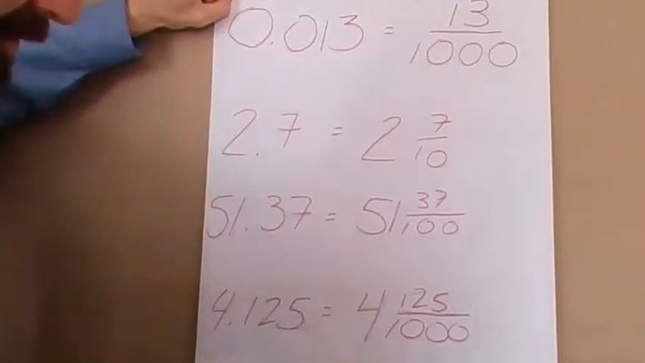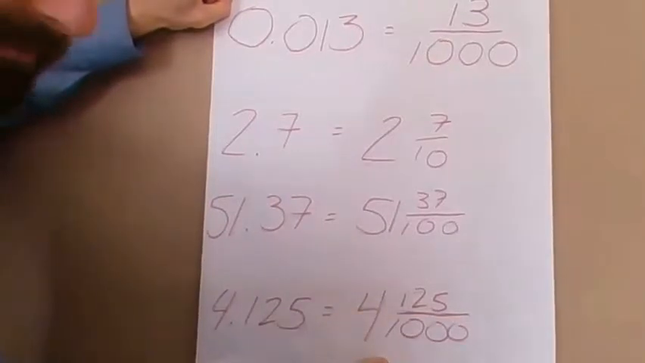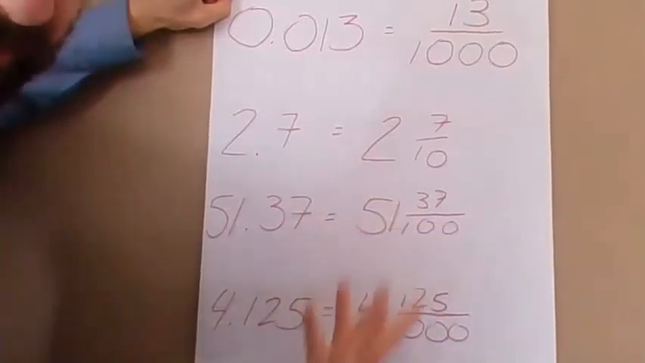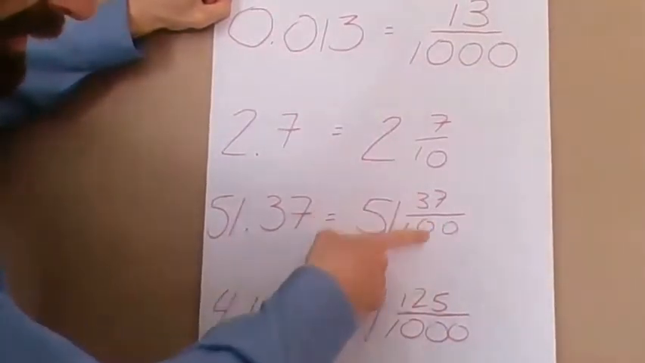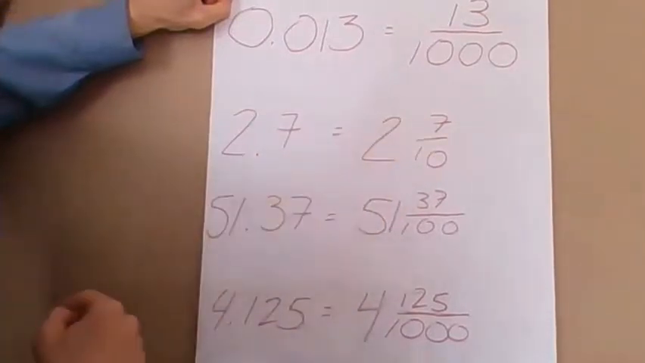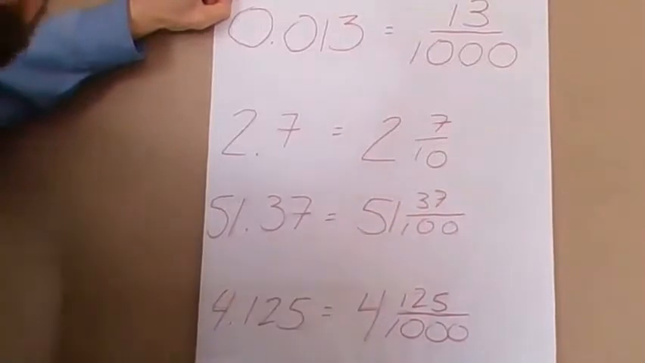Now, hopefully, you could simplify a lot of these, right? Here you could put 5 goes into both. This eventually simplifies to 1/8. This you can't simplify because nothing goes into 37 and 100. This you can't simplify because nothing goes into 7 and 10. But you could convert them to improper fractions.